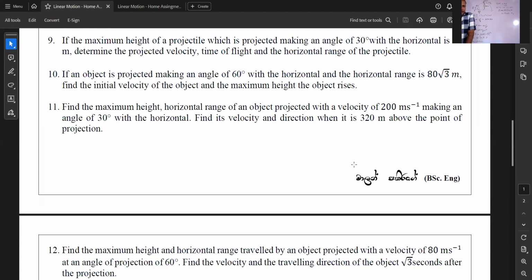Okay. 11th part. Find the maximum height and horizontal range of an object projected with a velocity at an angle of 30 degrees with the horizontal. Find the velocity and direction when it is 320 meters above the point of projection.